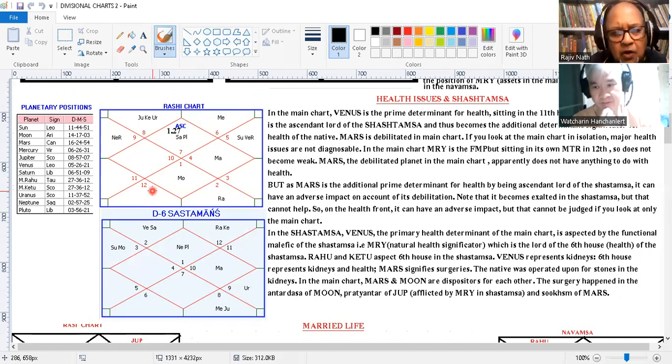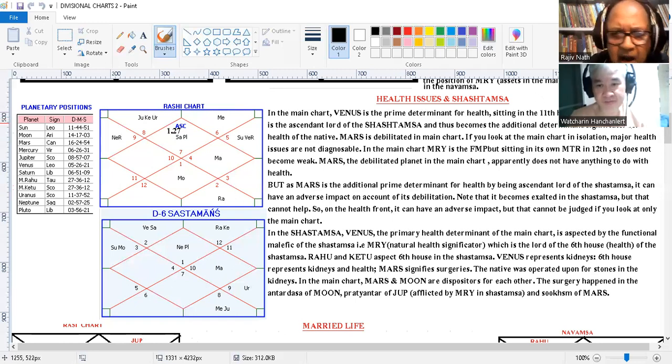Otherwise, the Lord of the Lagna becomes the prime determinant for health. Here in this chart, there is no Mool Trikona sign in the sixth house. So the Lord of the Lagna, Libra, Venus becomes the prime determinant for health. So in the main chart, Venus is the prime determinant for health, sitting in the 11th house quite strongly. Now you can see it for yourself.